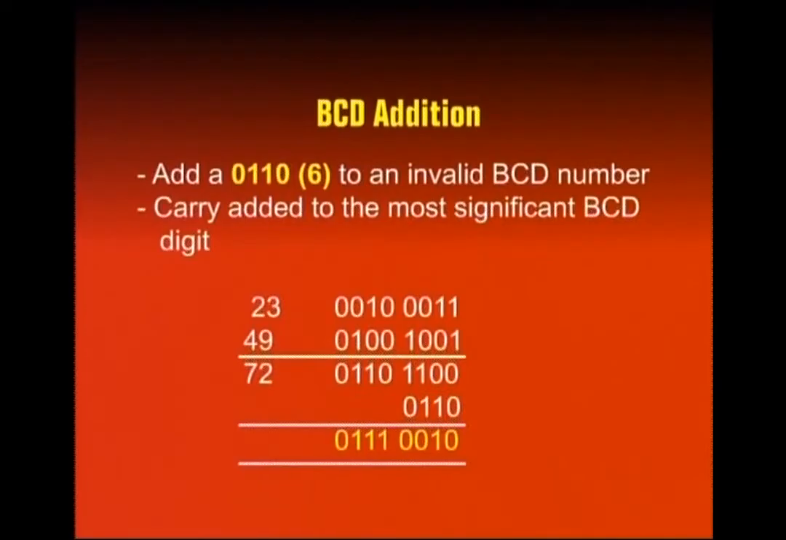When addition of BCD digits results in an invalid BCD number or a carry, the number 0110, which represents decimal 6, is added to the result. Reconsidering the addition of BCD 23 and 49, the addition of digits 3 and 9 results in 1100, an invalid BCD number. A 0110, which is decimal 6, is added, which results in 0010 and a carry, which is added to 0110 to result in 0111. Now, the BCD number 0111 0010 represents 72, which is the correct answer.